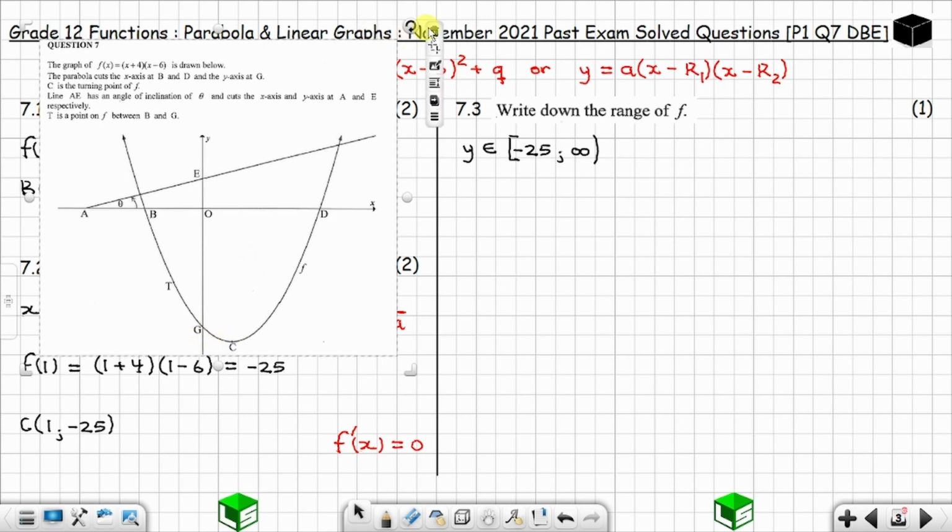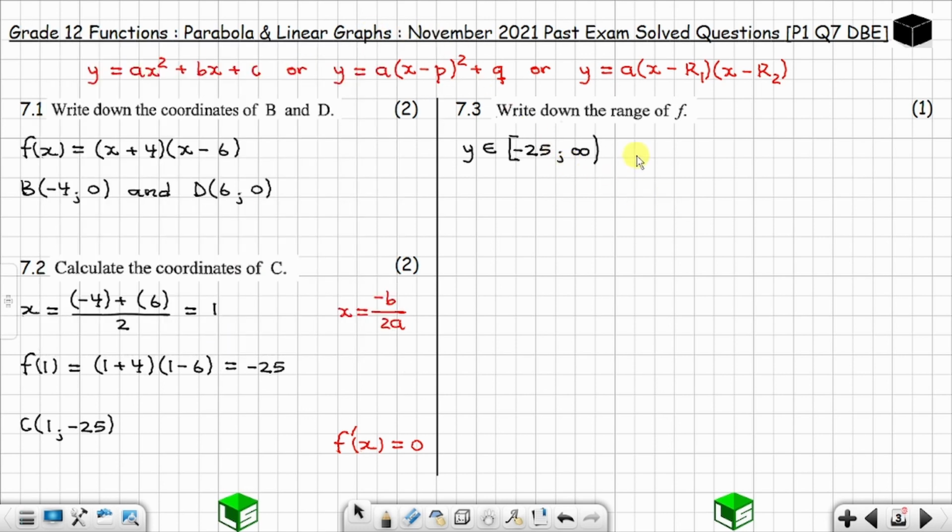Okay, so you can write the range like this, or you can write it as y greater than or equal to negative 25. Make sure there is an equal sign there because negative 25 is included. So from negative 25, from the bottom to the top, this is what I wrote here. So you can give the range like this or like this.